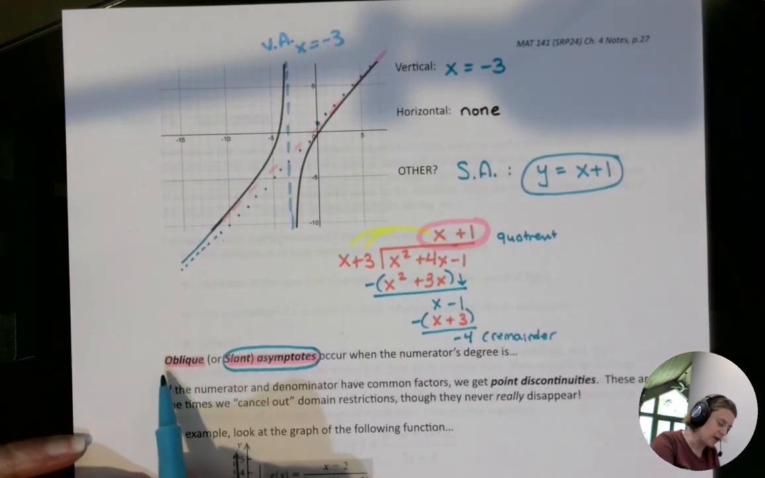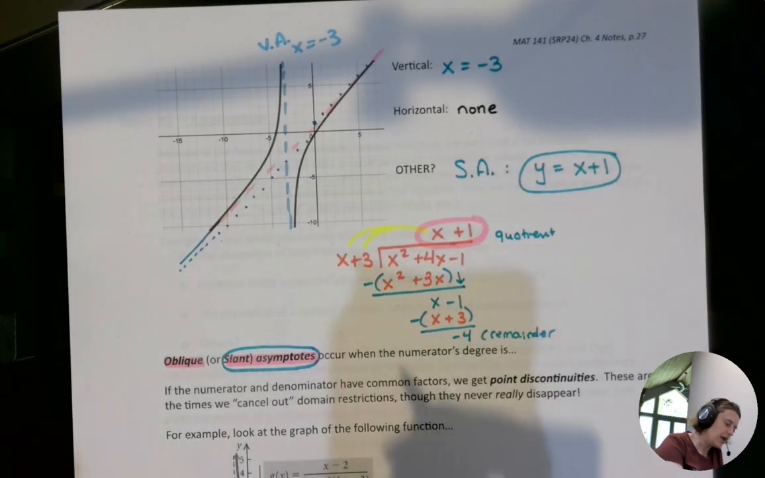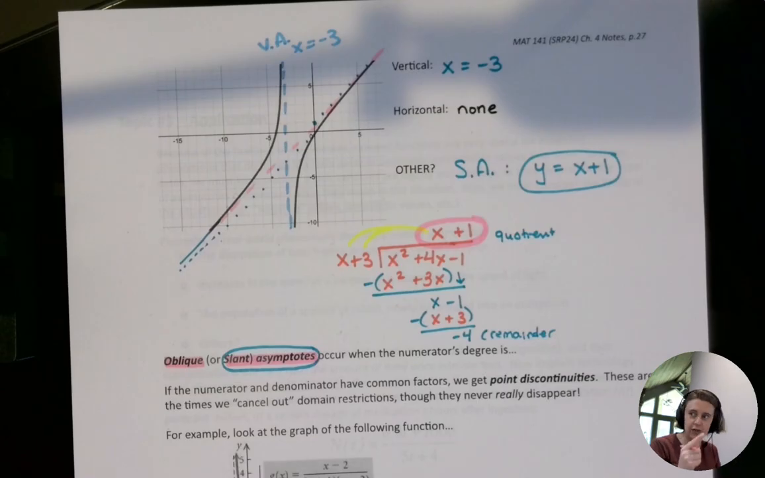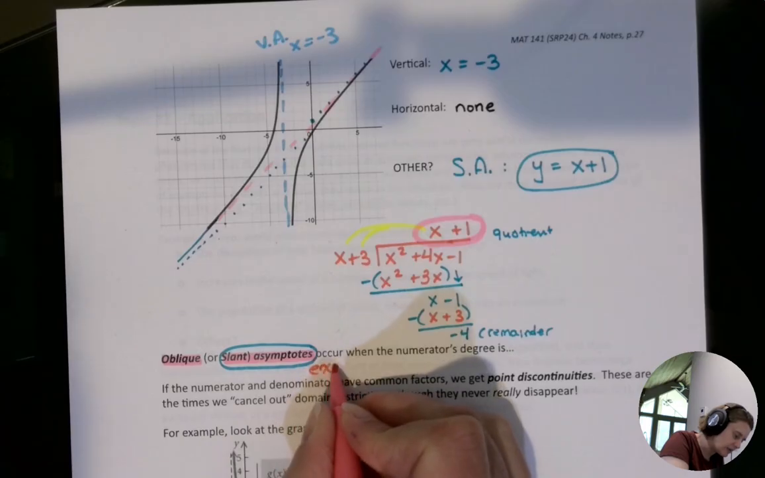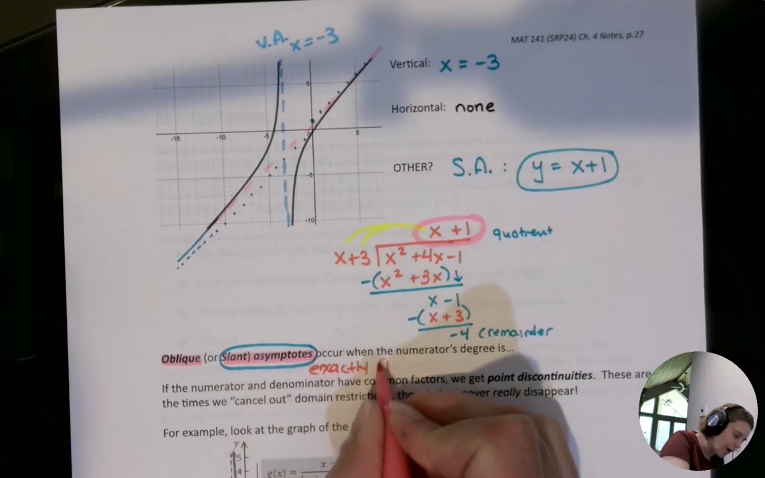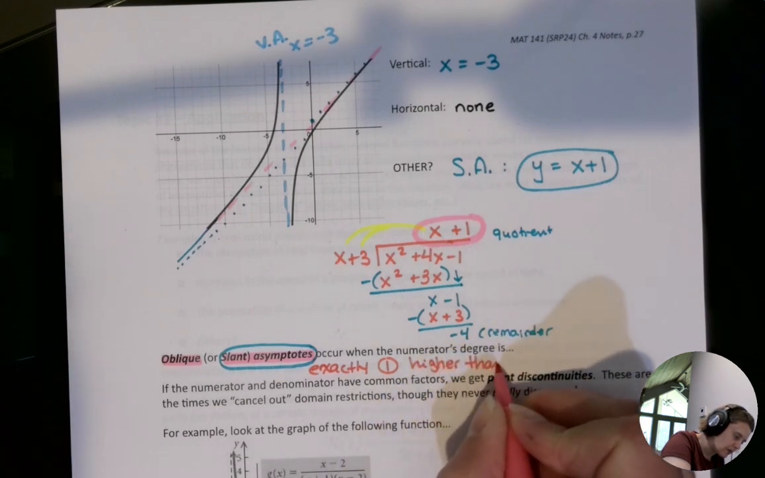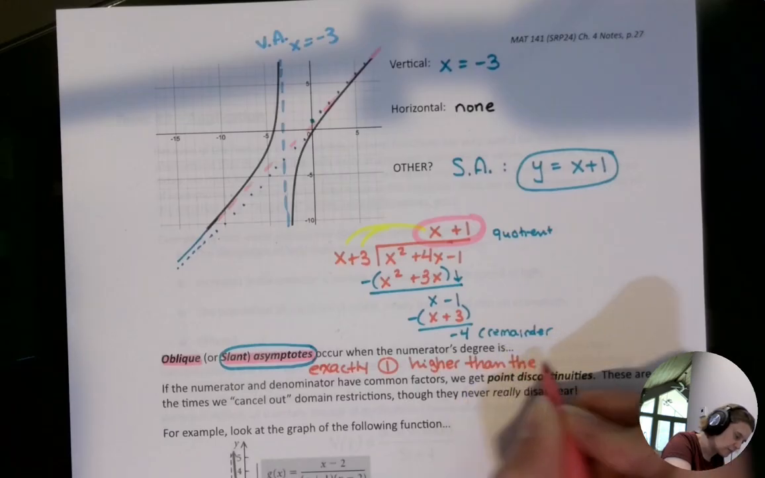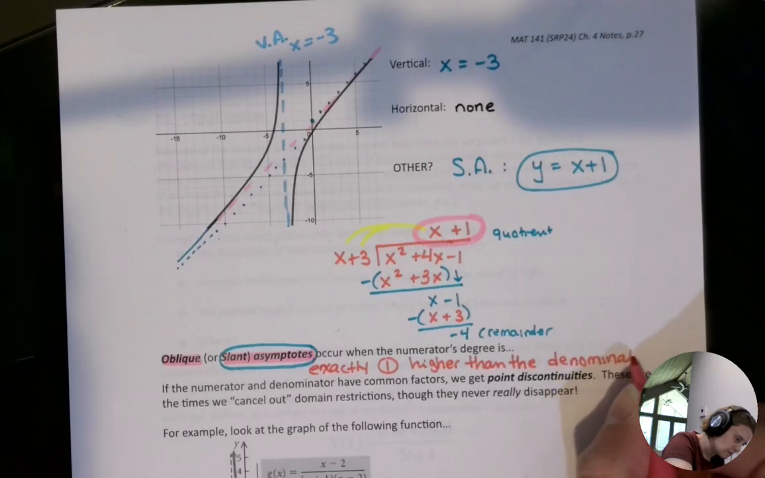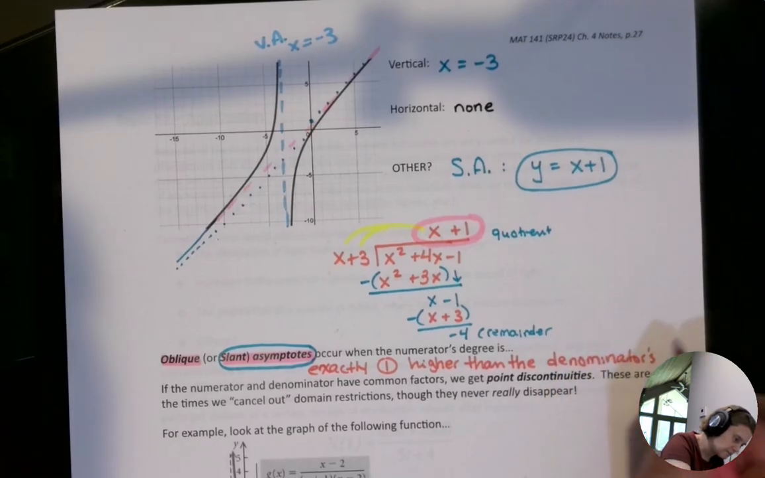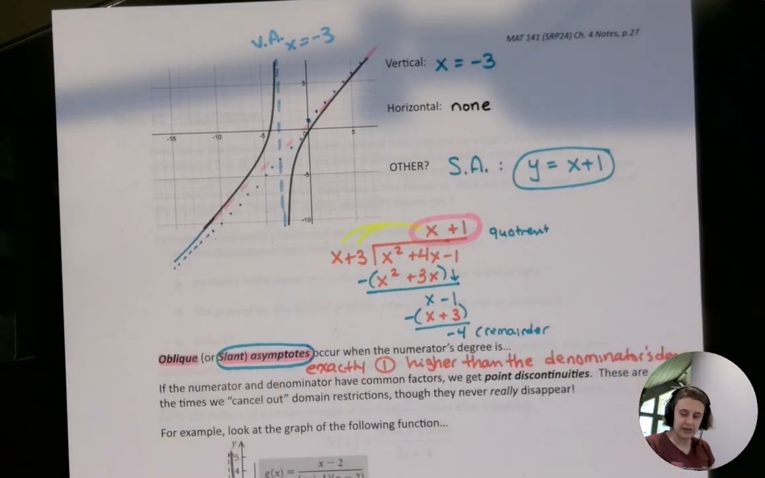And so we are going to have an oblique or slant asymptote whenever the numerator's degree is exactly 1 higher than the degree of the denominator. Whenever the numerator's degree is exactly 1 higher than the denominator's degree. So that did occur in this case.